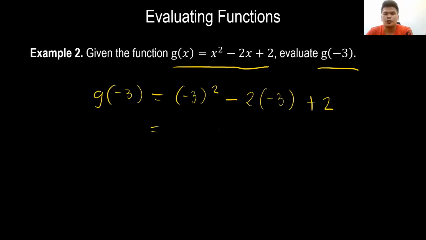Okay, so here we do some order of operations. So here we have negative 3 squared, that's equal to positive 9. So negative 2 times negative 3, that's positive 6, plus 2. So here we have 9 plus 6, that's equal to 15, plus 2, that's equal to 17. So therefore, our output when x is equal to negative 3 is equal to 17. Okay, so let's proceed to our third example.